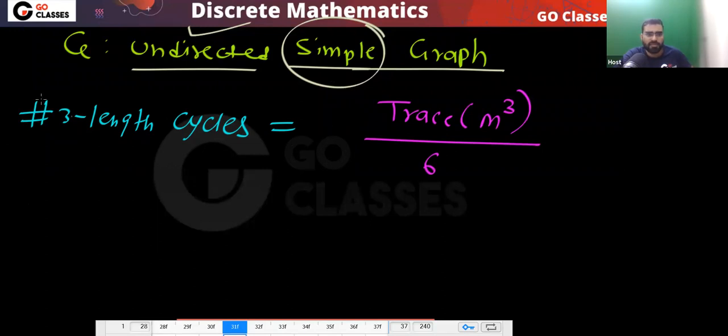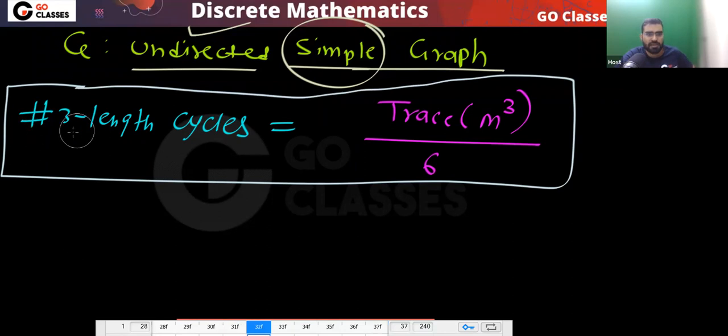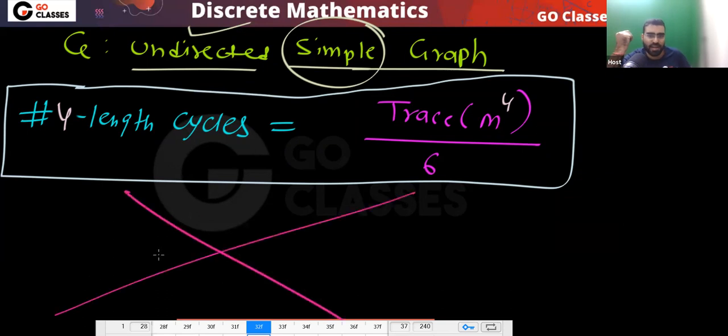Okay. Now something important I want to tell you. Someone is asking: can I do this? 4 length cycle is equal to trace of M power 4 divided by 6 or something, divided by some different value maybe. Can I do this? Anyone want to suggest? This is not correct. Why is this not correct?